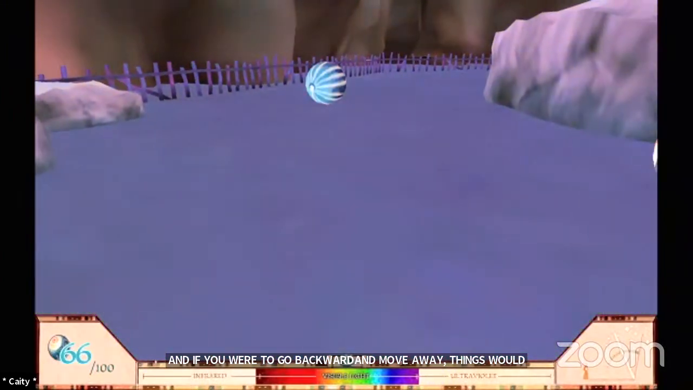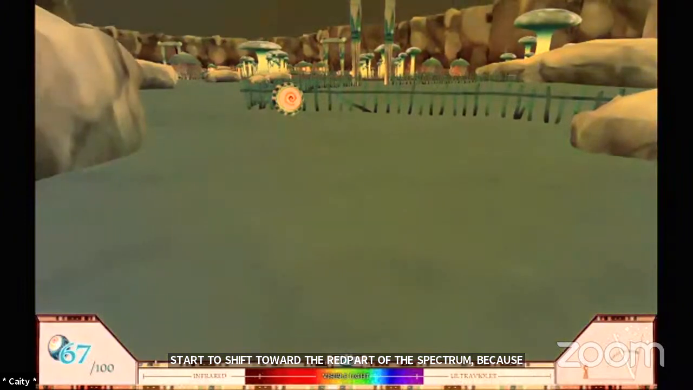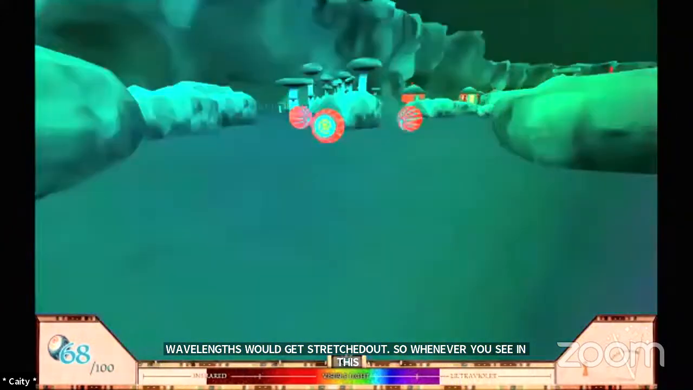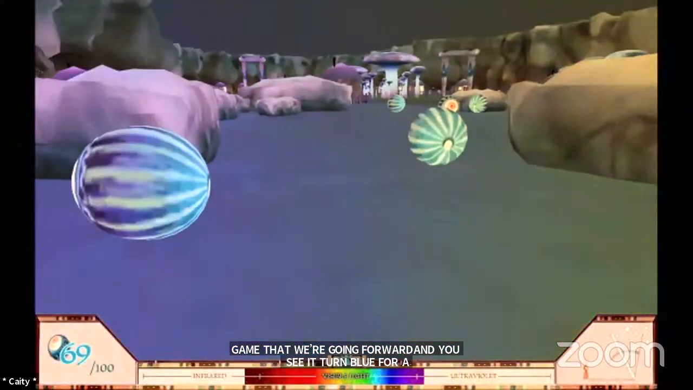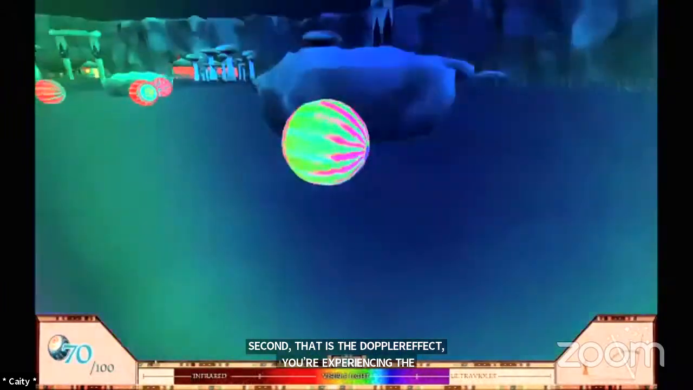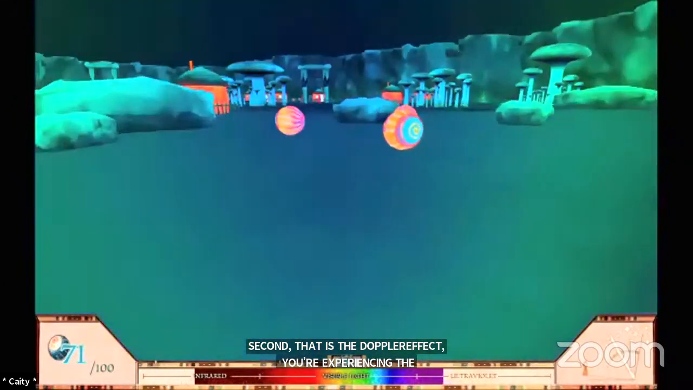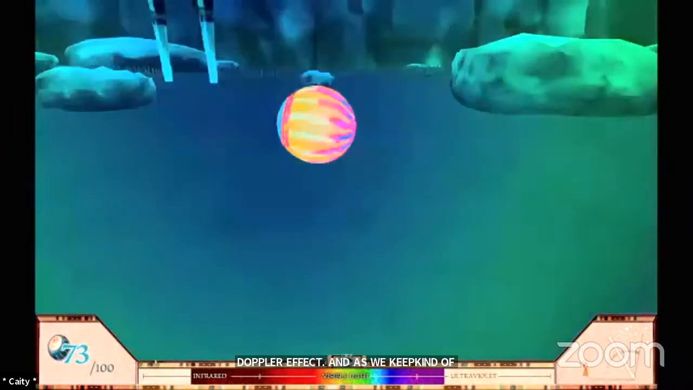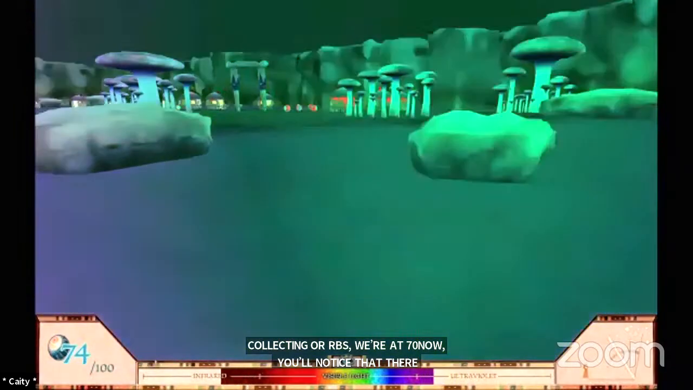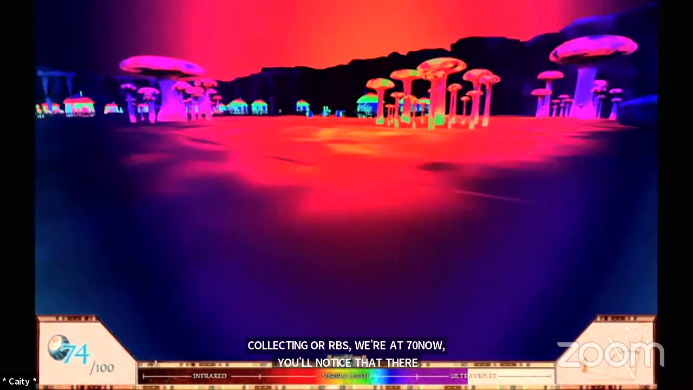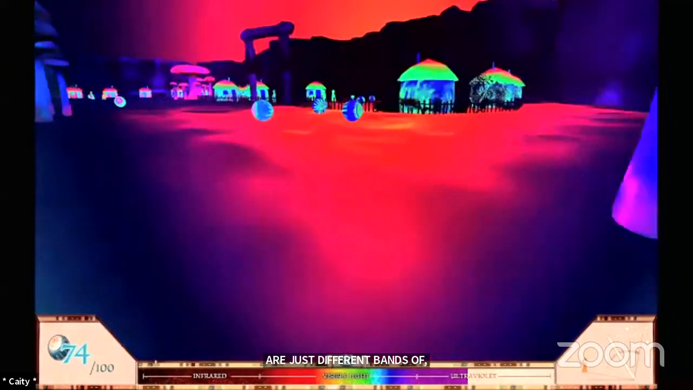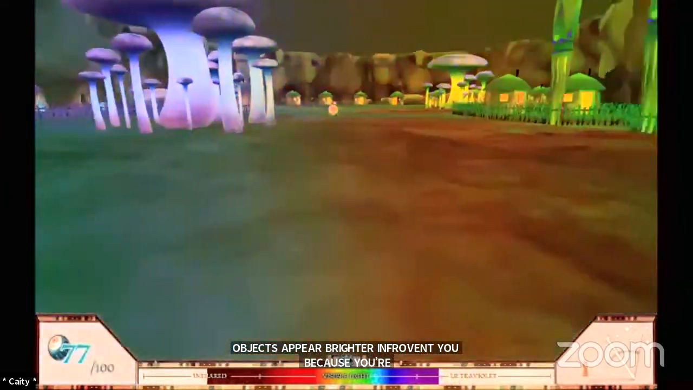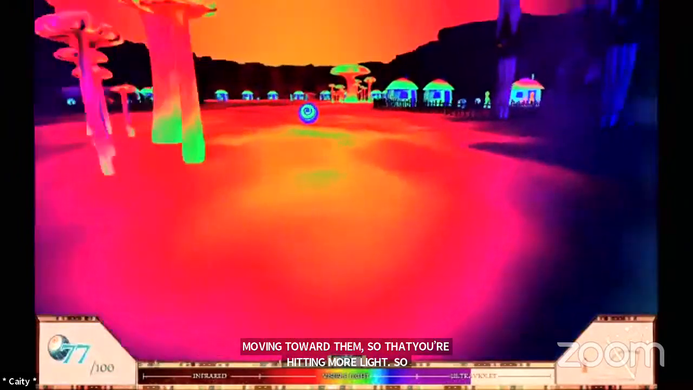So whenever you see in this game that we're going forward and you see it turn blue for a second, that is the Doppler effect. You're experiencing the Doppler effect. And as we keep collecting orbs, we're at 70 now, you'll notice that there are just different bands of different parts of the electromagnetic spectrum. Objects appear brighter in front of you because you're moving toward them, so you're hitting more light. That is another apparent feature of special relativity and moving at the speed of light.